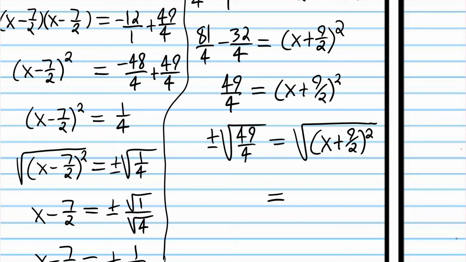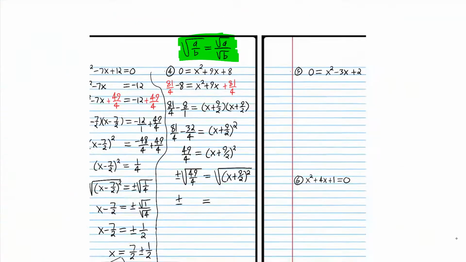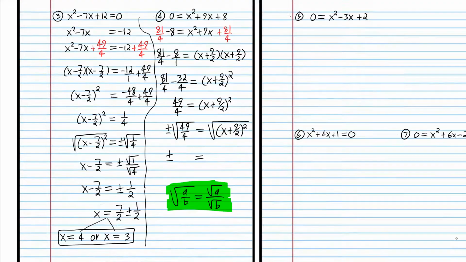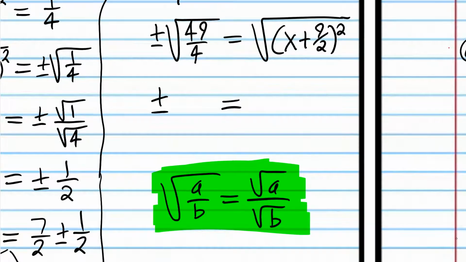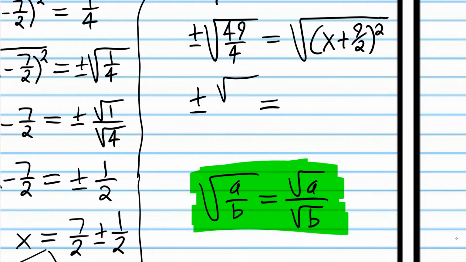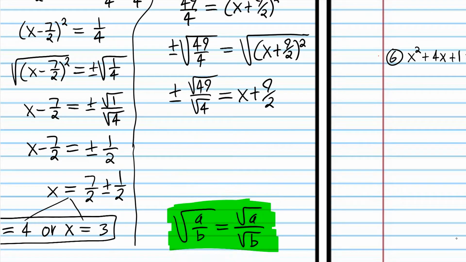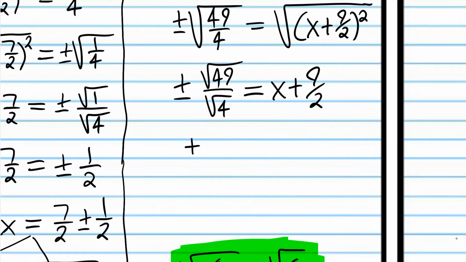And remember this green principle up here. When you square root a fraction, you just square root the numerator and you square root the denominator. So that would be square root 49 over square root 4. All right, so square root of 49, that's just going to be 7, of course, and square root of 4 is going to be 2.